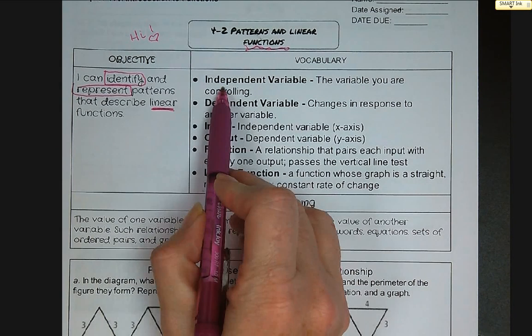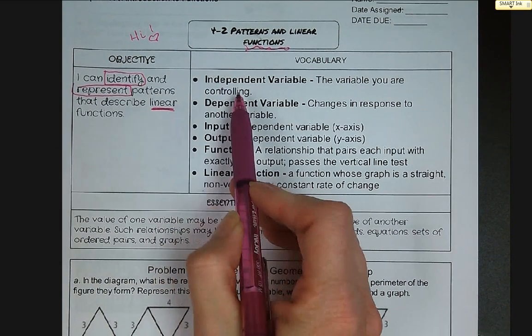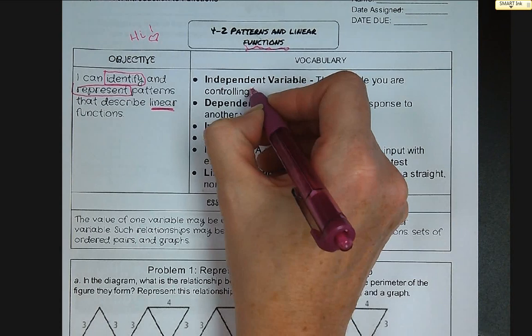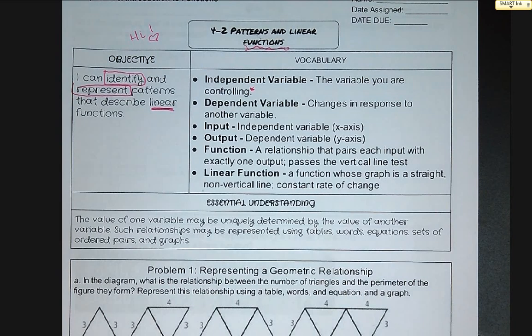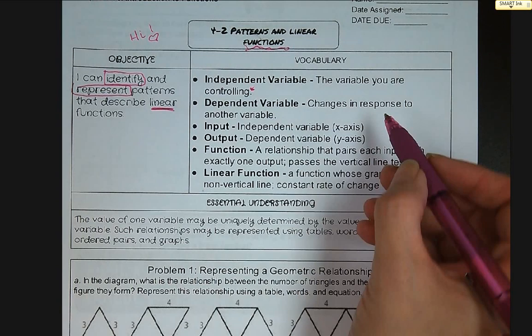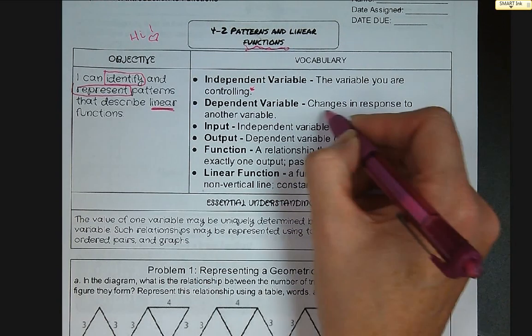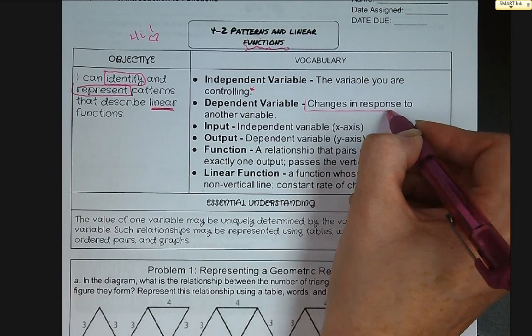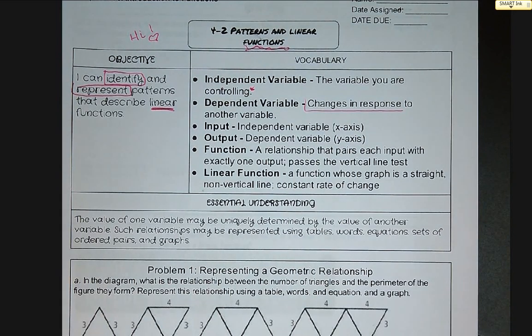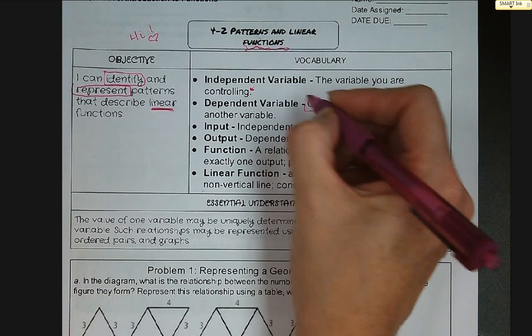Independent variable is the variable you are controlling. That's the variable you are changing. The dependent variable changes in response to the independent. So one way of remembering this is that the dependent variable depends on the independent.